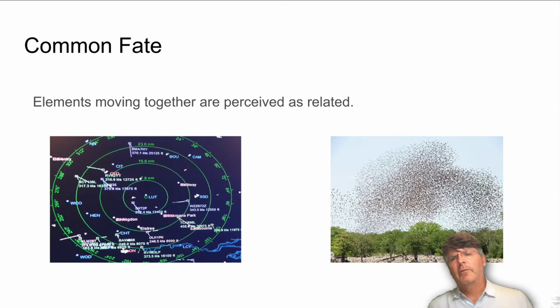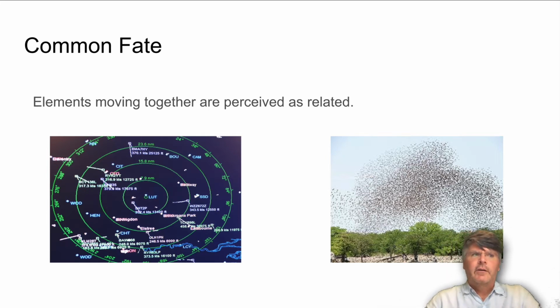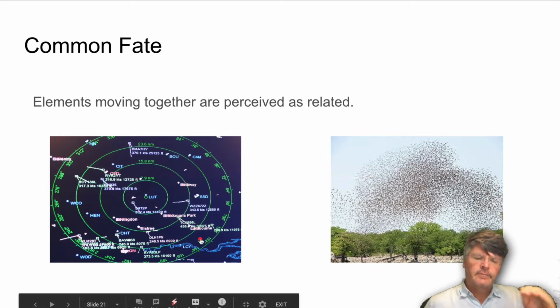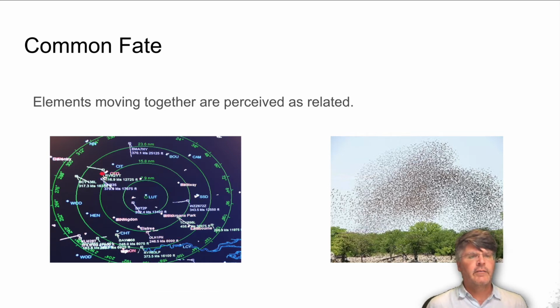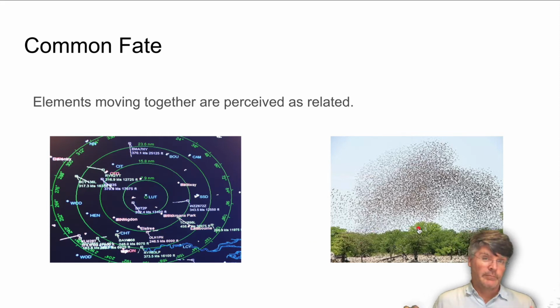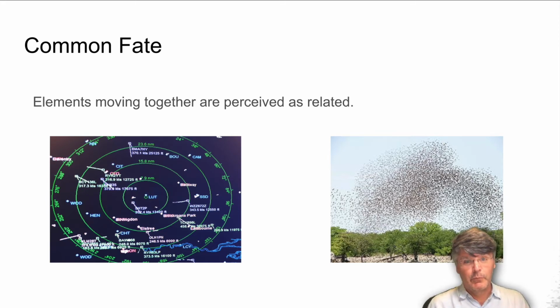Common fate. If you're doing animation, we tend to assume that things that move together are related. This is like a control tower, right? You're seeing a radar of the various planes. If you have 2 planes moving together in the same direction at the same speed, we assume that they are together in some way. They're related. They're flying in formation for some reason. If you have a bunch of birds flying together, we assume they're related. They're together for some reason. We're talking about movement, if they're moving in the same direction and same speed.